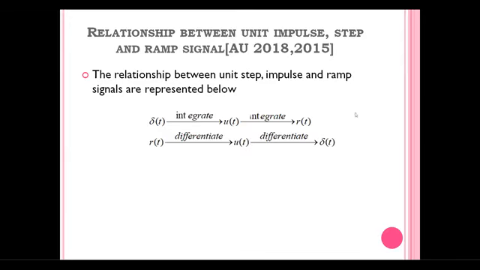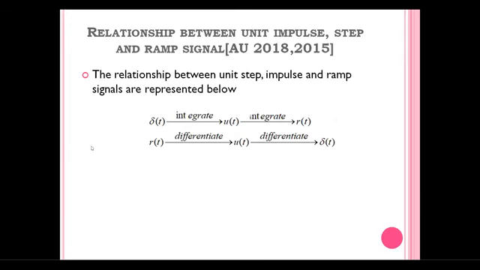But for 2 marks, how do we write the relationship between the unit step, unit impulse and unit ramp signal? It is represented as: δ(t) is the unit impulse, u(t) is the unit step, r(t) is the unit ramp. If you integrate the unit impulse, we get the unit step. If you integrate the unit step, we get the unit ramp signal. This is one relation.